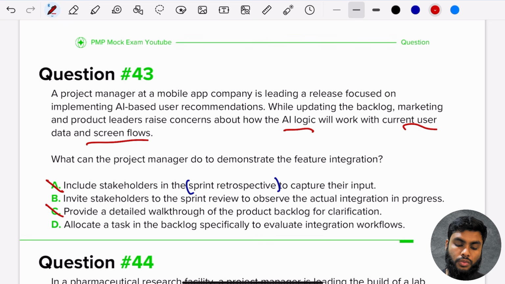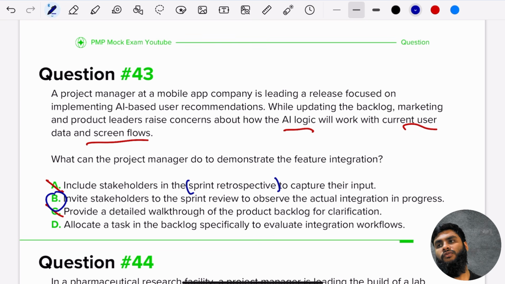So what can we do? B is going to be the best answer. We don't need to adjust the backlog just because someone doesn't understand how AI works. Imagine that was the case. Your backlog is something that you have to protect at all costs. You don't want to put useless things in the backlog.